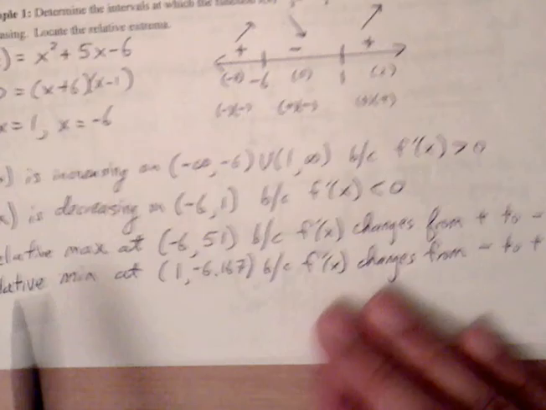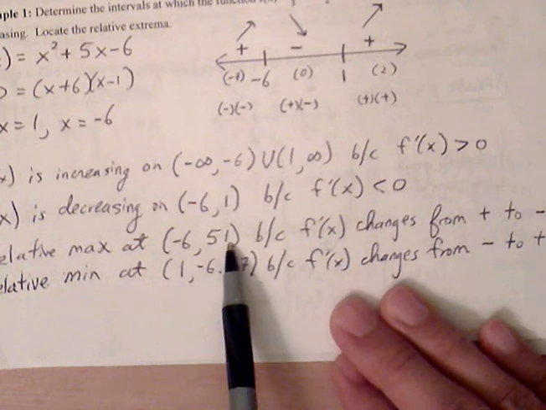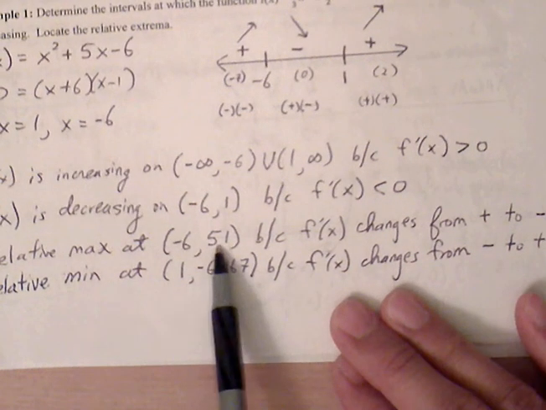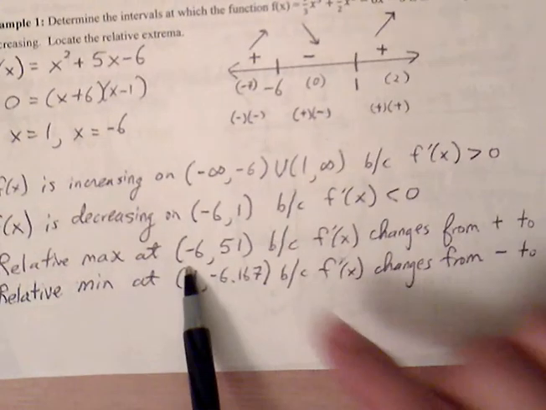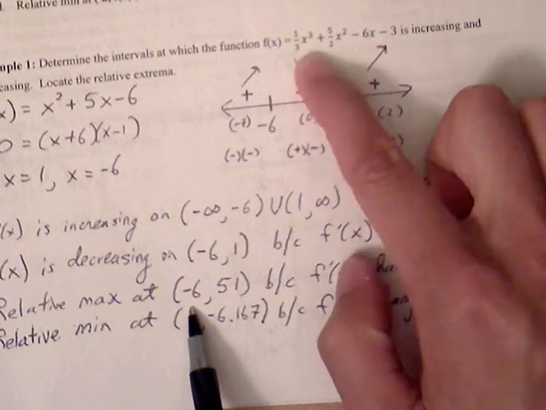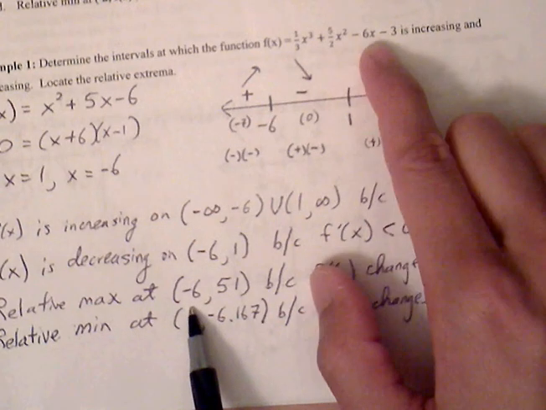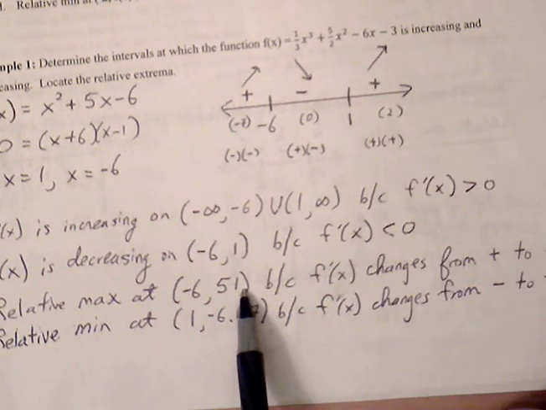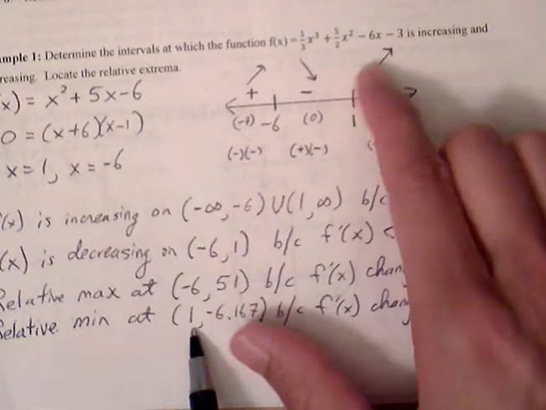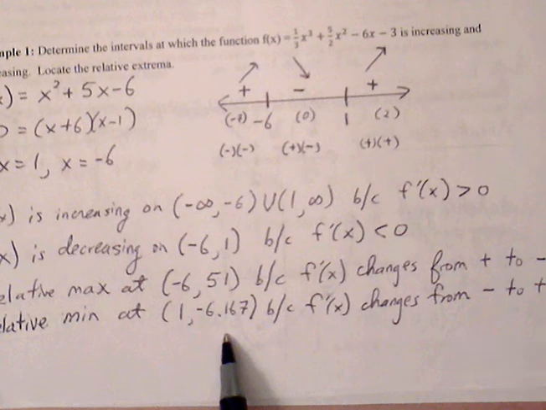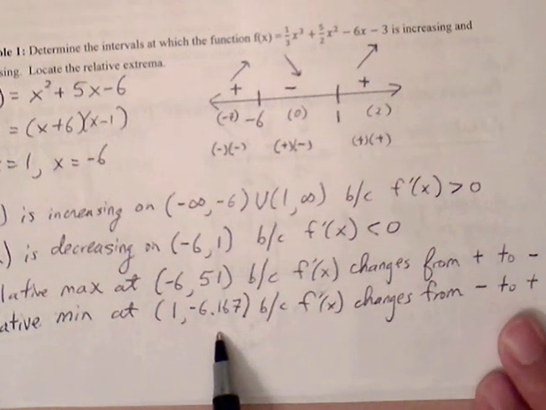One more thing is that these ordered pairs are coming from the original function. So once we determine that there's a relative max at negative 6, we plug negative 6 back into the original function, and that will give us the physical location of that point, which is at 51. If I plug 1 into the original function, it'll give me a decimal value of negative 6.167.